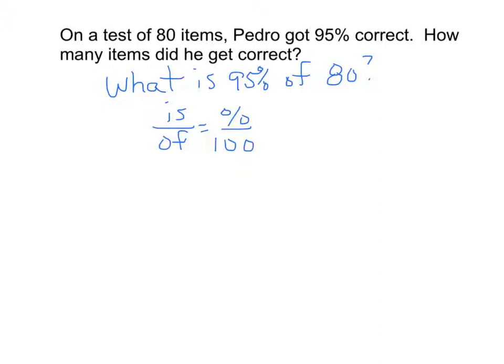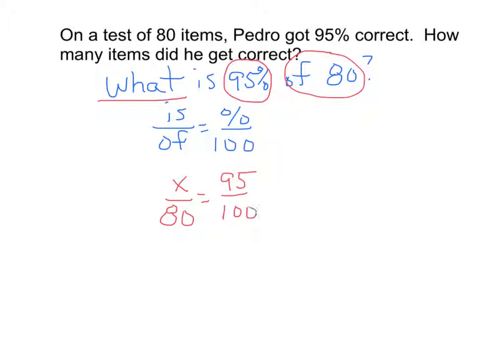It says in here, what is? I don't know that, so that's my x. It says of 80, so I'm going to have 80 on the bottom, and 95 is what's associated with the percent, so it's equal to 95 over 100.